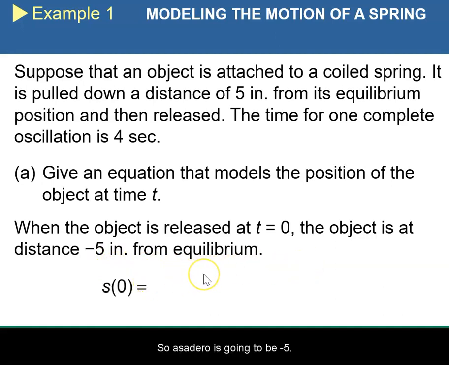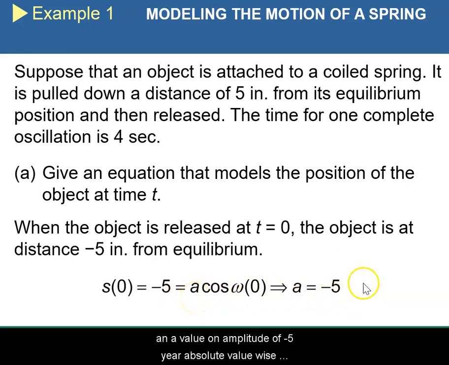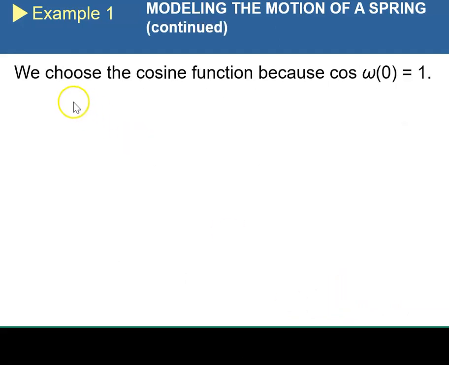So s of 0 is going to be -5. Okay. So if I'm looking at that as a cosine omega of 0, right? Remember, cosine of 0 is always 1. So that gives me an a value or an amplitude of -5 here. Okay. Absolute value wise, amplitude is 5. But the value of a here is -5 since we're starting in the downward position. Right. So we choose the cosine function because we know that cosine of 0 is going to be 1.